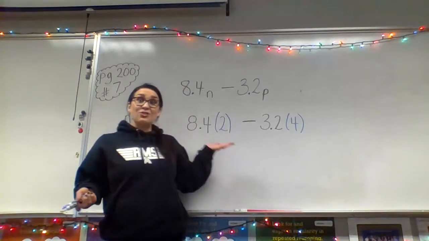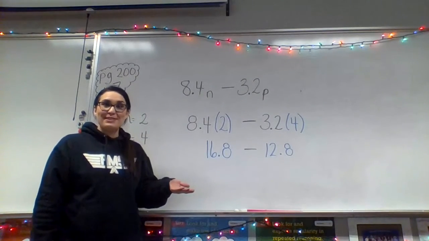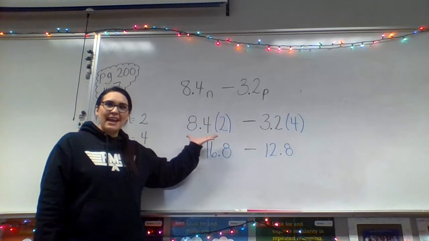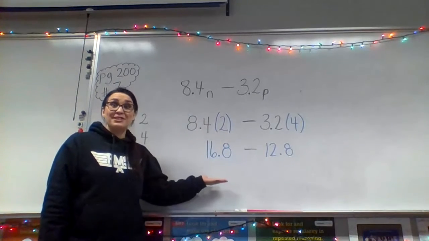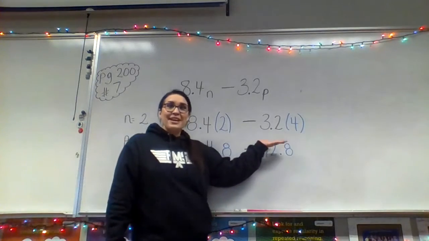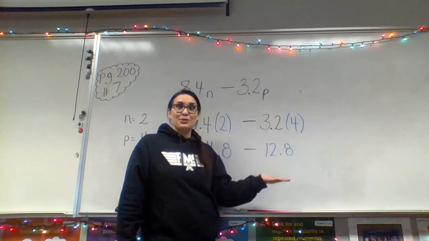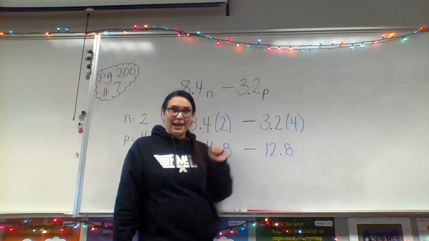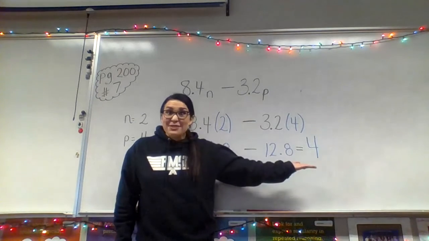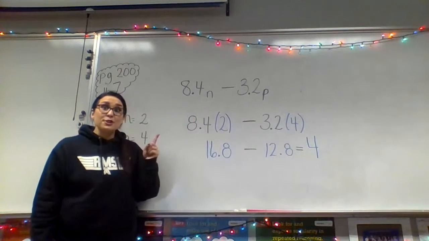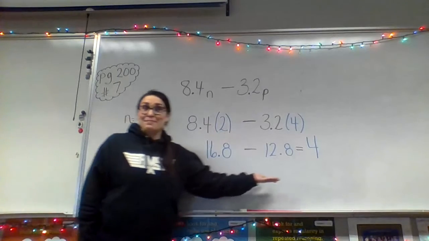So now let's do our multiplication on both sides. Once I have performed this multiplication, I find that 8 and 4/10 times 2, 8 and 4/10 n, is actually equivalent to 16 and 8/10. Likewise, 3 and 2/10 times 4, or 3 and 2/10 p, is equivalent to 12 and 8/10. Don't forget, we're not done quite yet because we still need to subtract the two. So your final answer would be equal to 4. Very nice job, my friends. You went from an algebraic expression, you plugged in the values that you had, and you were able to come up with a final answer.